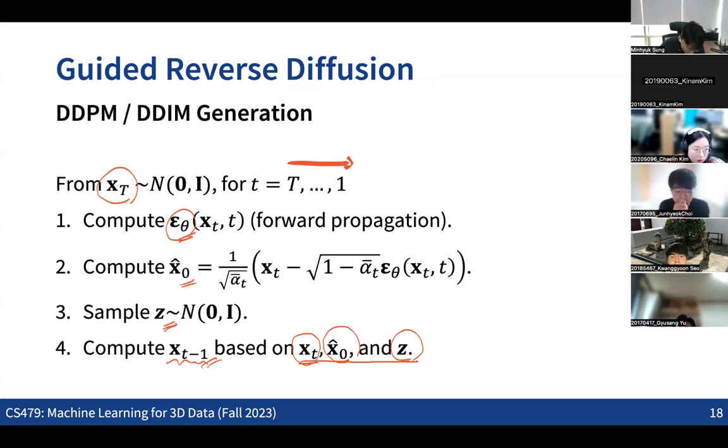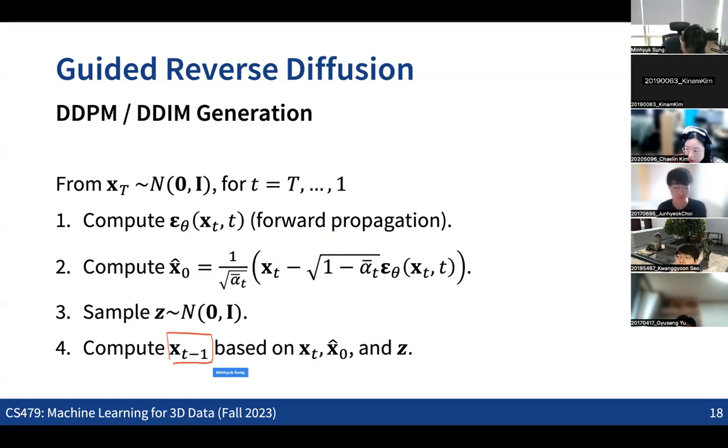For DDIM, if we make this a deterministic step, then we don't need this noise, since adding it is adding the stochasticity. So both for DDPM and DDIM, we are computing x_{t-1} based on the current noisy data that we have, the prediction of the final output, which is computed from the noise prediction, and the sample from the unit Gaussian, right?